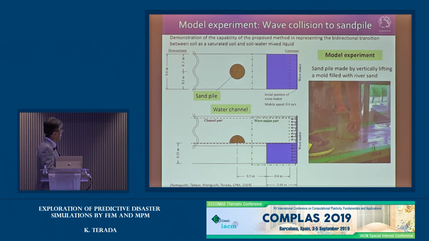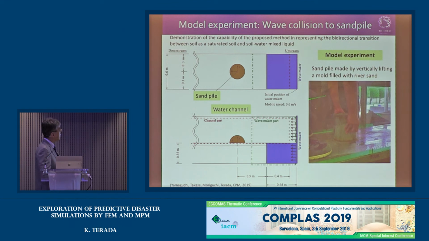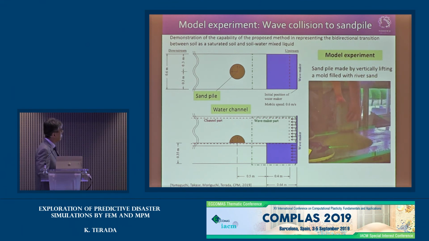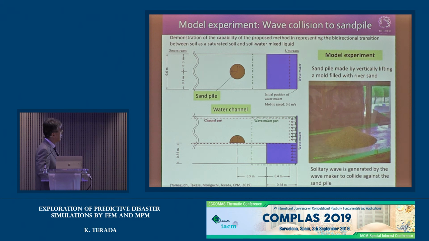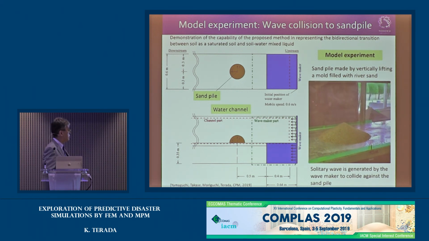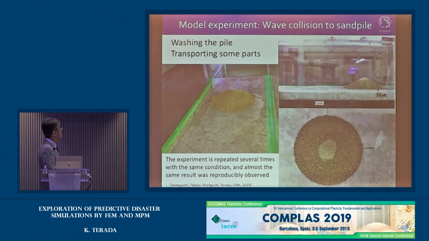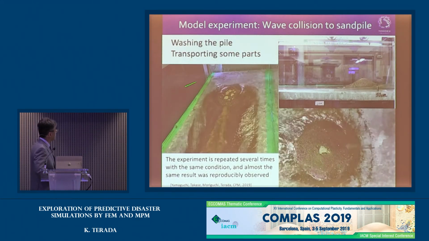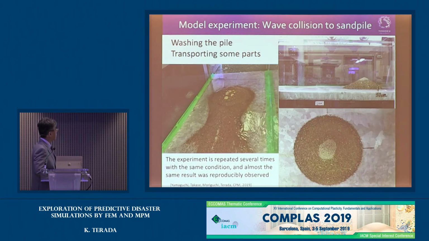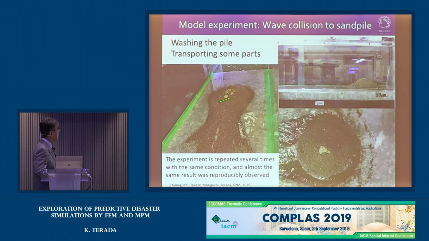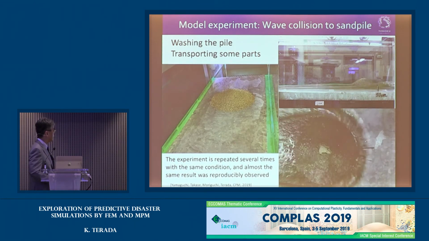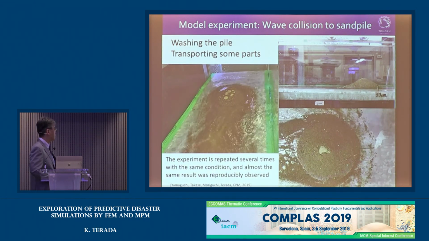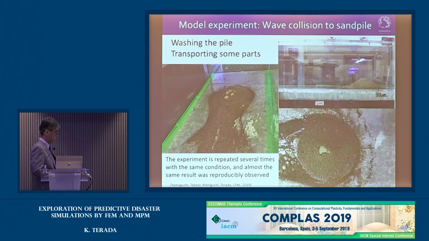Sandpile experiment. Here is the water channel, and we put the sandpile here. This sandpile is made by vertically lifting the mold filled with river sand like this. Then a solitary wave is generated by the wave maker to collide against the sandpile here. Here is the result. As you can see, the wave washes the pile and transports some parts. This experiment was repeated several times with the same condition, and almost the same result was reproducibly observed.